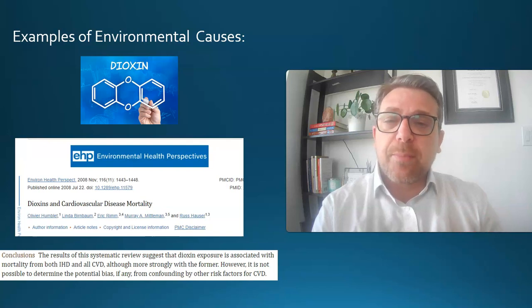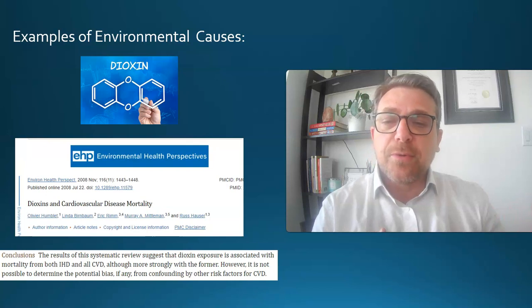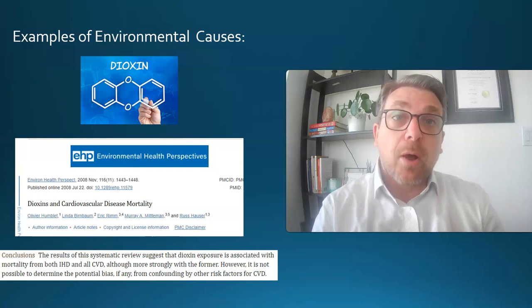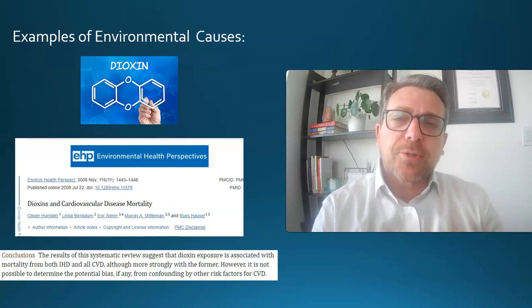So this is one example of a study, and you can see the conclusion. It says the results of this systematic review suggest that dioxin exposure is associated with mortality from IHD, which is ischemic heart disease, and all cardiovascular diseases, mostly ischemic heart disease. So it can actually harm the blood vessels around the heart, causing blockages there and contributing to heart attack and strokes.